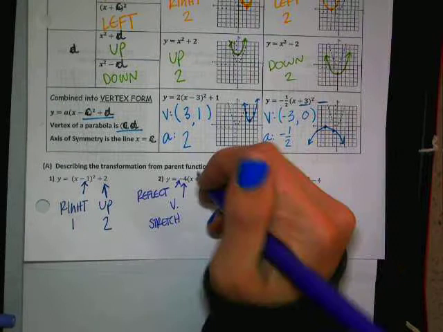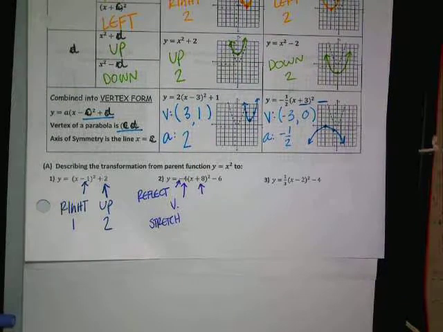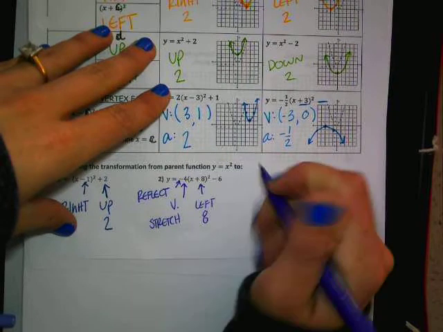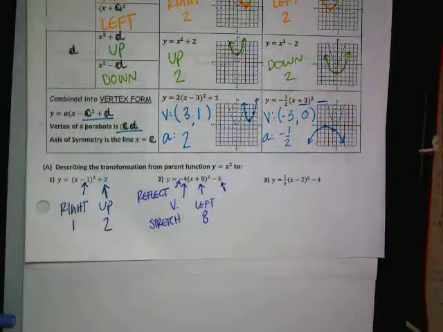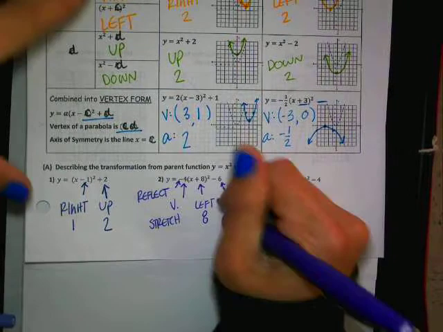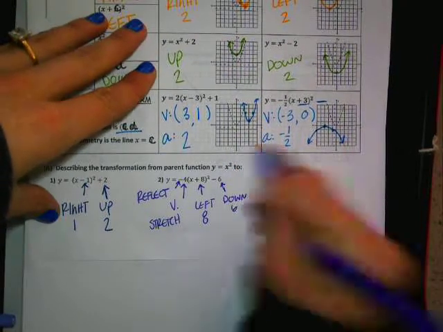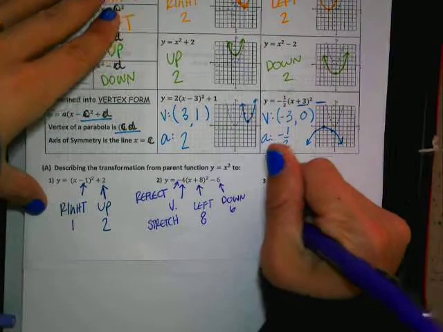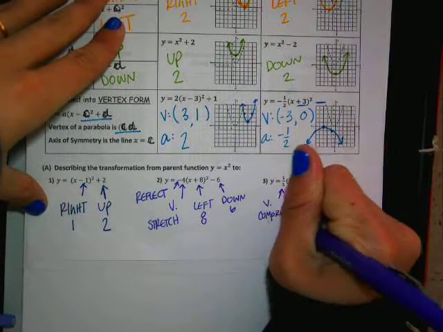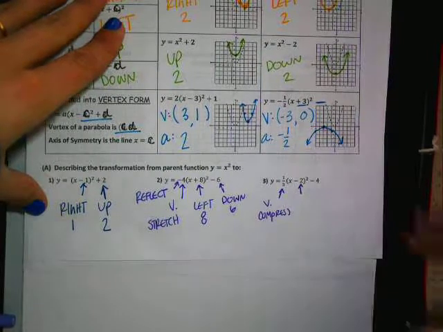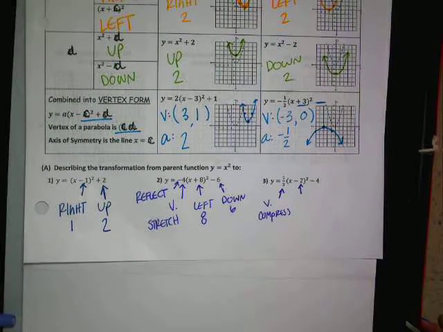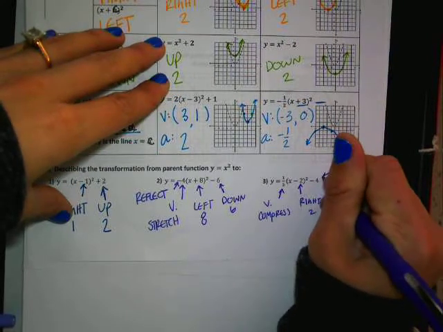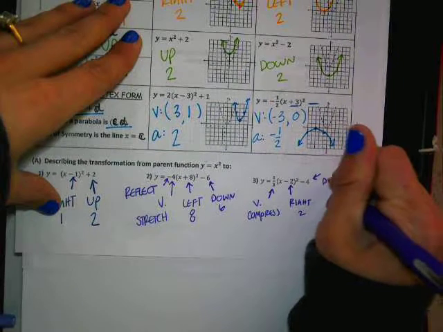Okay, Daisy, what's the +8? Left 8. And Fernando, what's the minus 6? Down 6. Good. All right, next one. Bonnie, what's the 1/3? Vertical compression. Good. Chandler, what's the minus 2? Right 2. Jimena, what's the minus 4? Down 4.